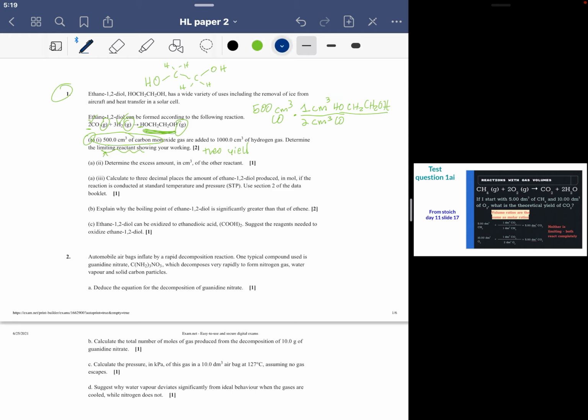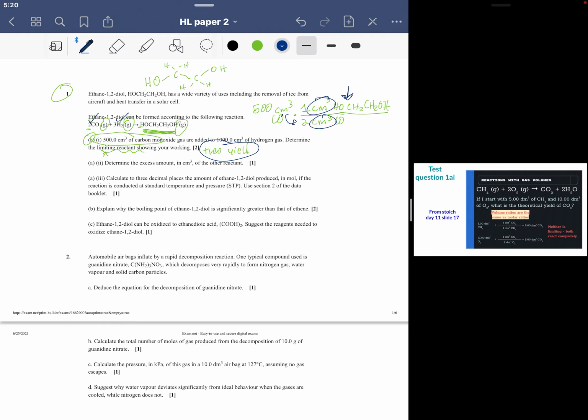Some problems that I saw, some people were trying to put moles here. That's not correct. You have not converted to moles without using that 22.7 dm cubed at STP conversion factor. I also found some people not converting to product. You do need to find the theoretical yield for each reagent.